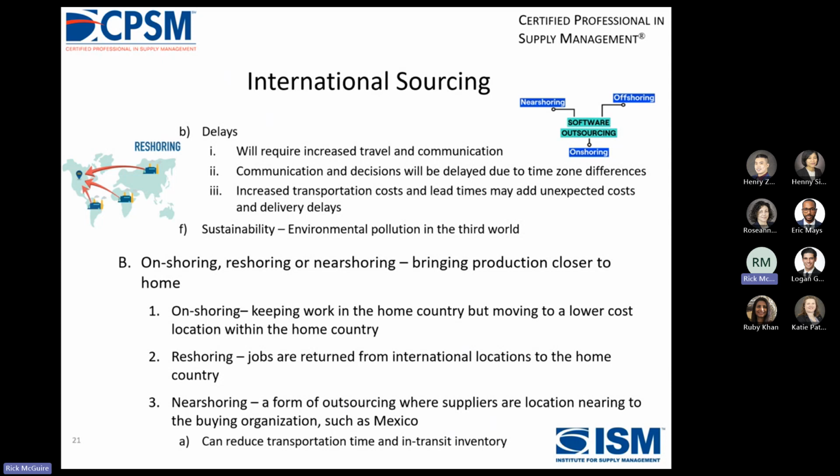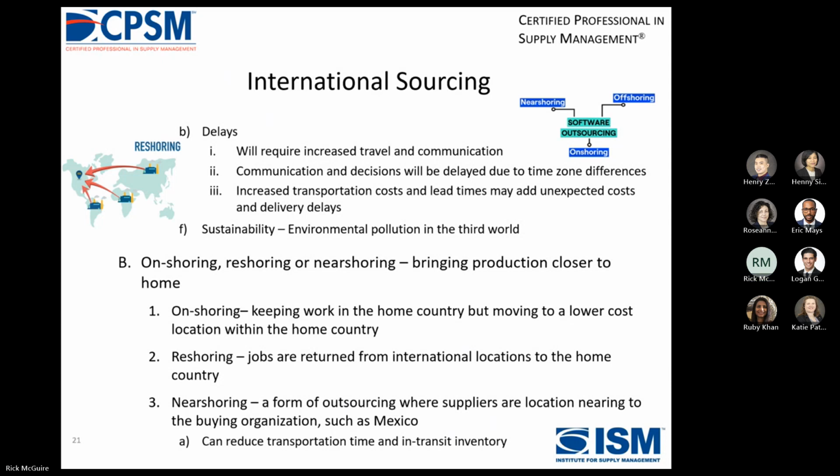Communication. So if your engineers need to have a lot of communication with the supply base and they don't speak English, that could be a problem. Increased transportation costs. Got to ship it on water, it takes longer. And then environmental pollution. So you got onshoring, reshoring, and nearshoring. So you know what offshoring is. It's going outside North America.